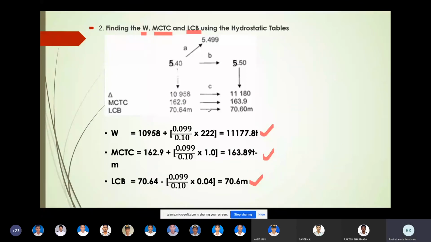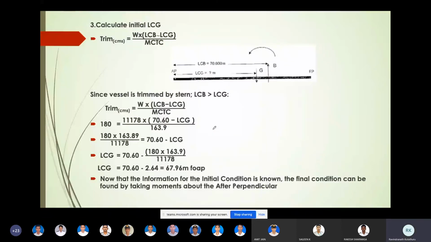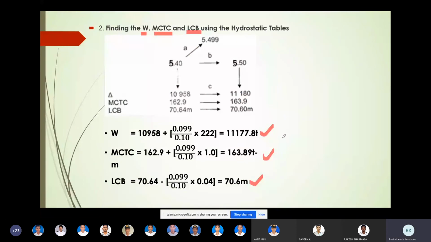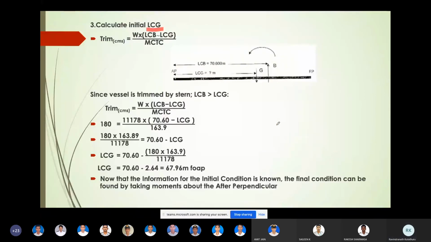So once I get displacement, everything, I still have to find out the initial LCG. Right, till now I got only the displacement of the ship, initial displacement of the ship. Now why do I require initial LCG? To find out where is the position of G. Yeah, but what is the use of it? So we can identify that the vessel is trimmed by stern. Yes, that is one thing.